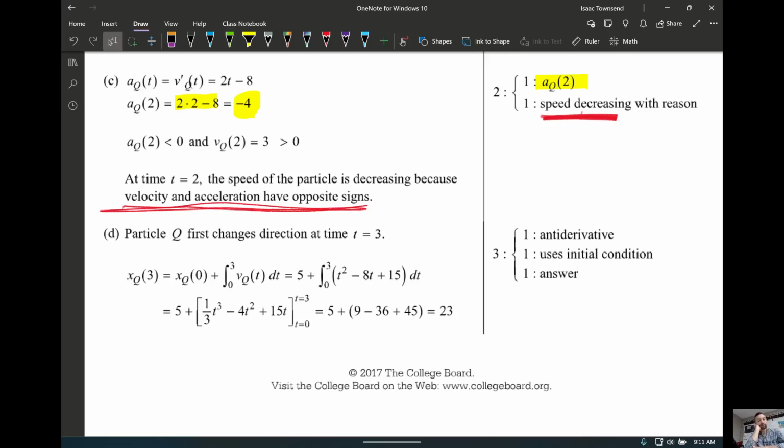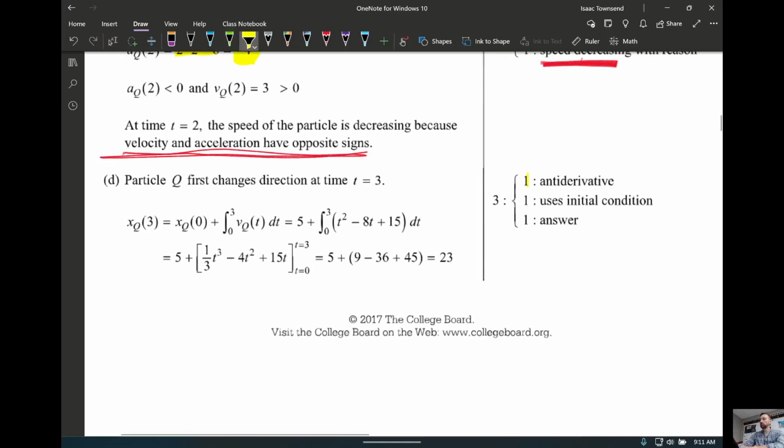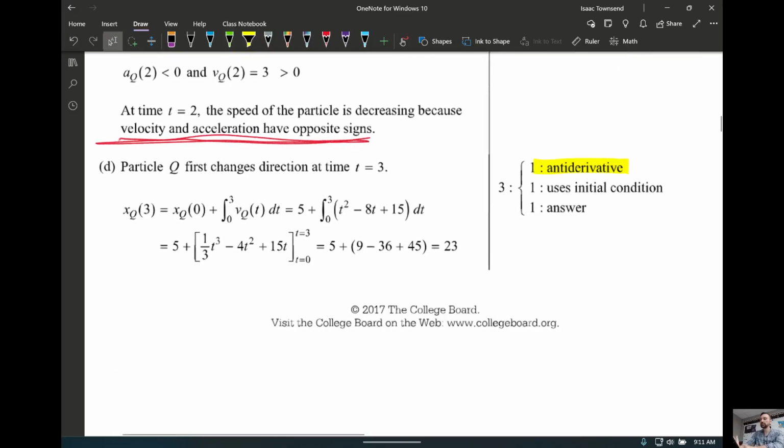Okay, on to part D, and this is where I made a mistake, although it wasn't a big mistake. This one had 3 points. They give you 1 point if you did the antiderivative correctly. So if you integrated the velocity of Q, so you did the antiderivative of t squared correctly, minus 8t correctly, and 15 correctly, you got that point.